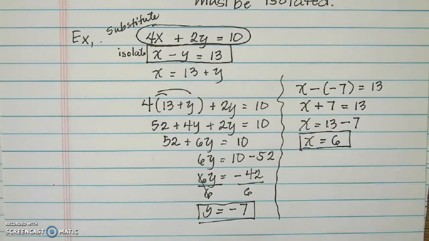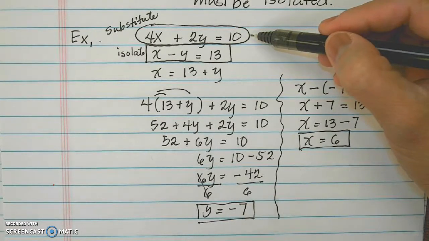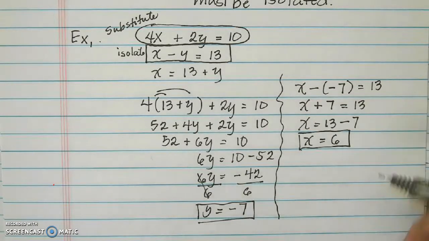What you can do later is you can go ahead and plug in negative 7 again on this one and see, because you are going to get the same thing. You're going to get the 6.